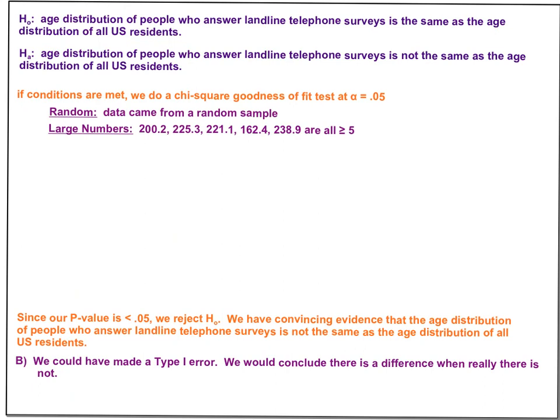So this has most of the test written out. Let's start with H0 and HA. It says the distributions who answer landline telephone surveys. That's technically what it means, right? That they answered a landline. Or not exactly if they have a landline phone, but if they answered a landline survey. But that distribution is the same as the age distribution of all U.S. residents. HA says that it's not.